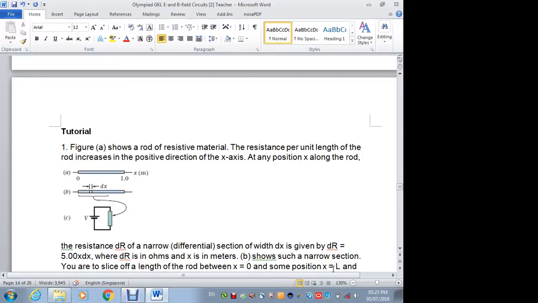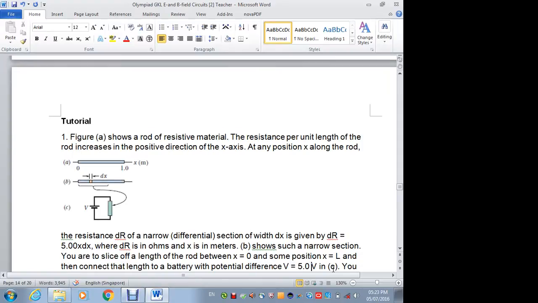Okay, figure B shows a narrow section, not B. I thought it's a question. I can't see the question. Okay, it just means figure B. Figure B shows a narrow section, right?